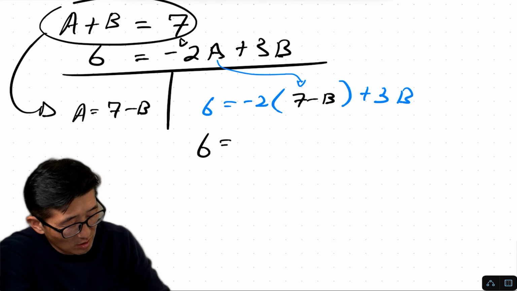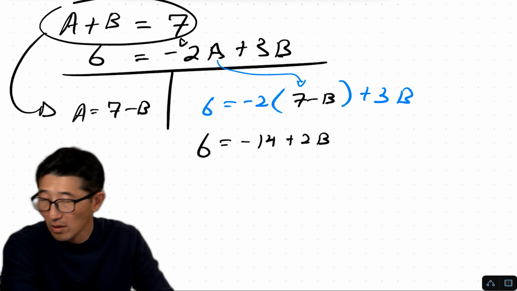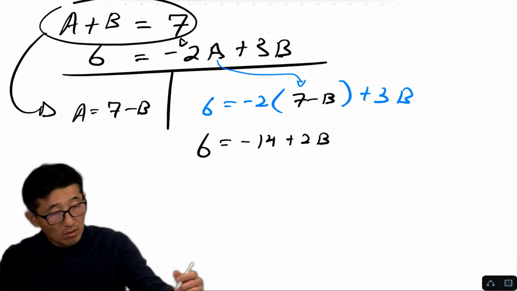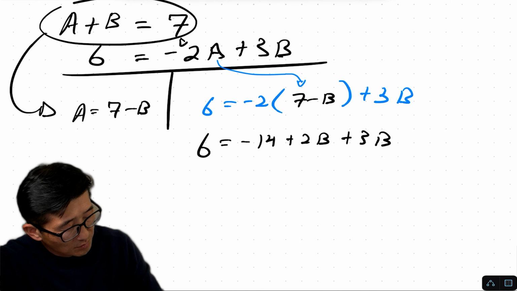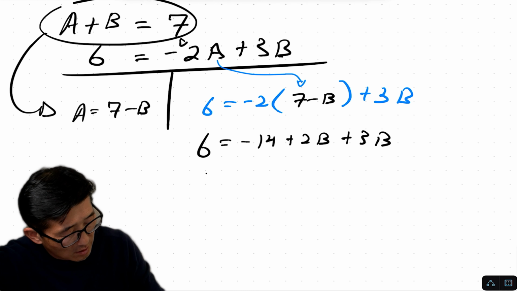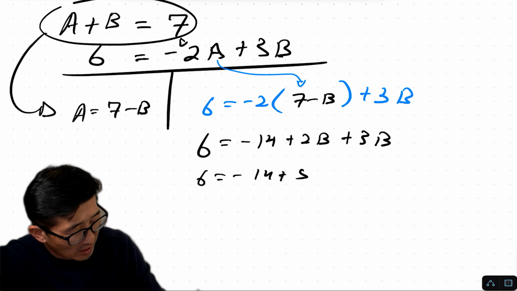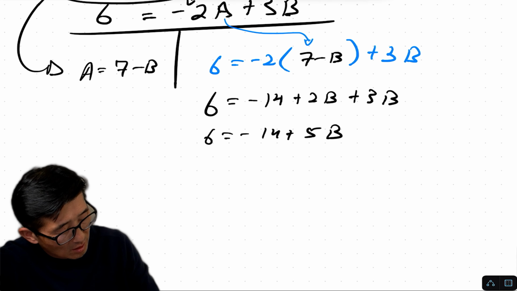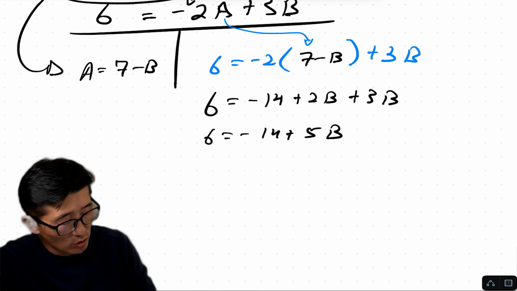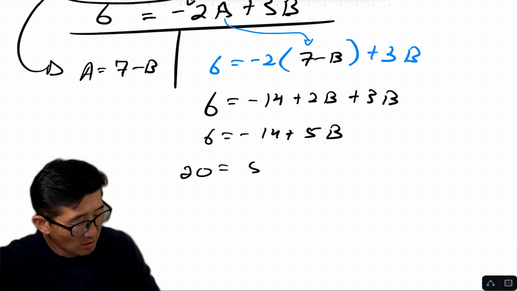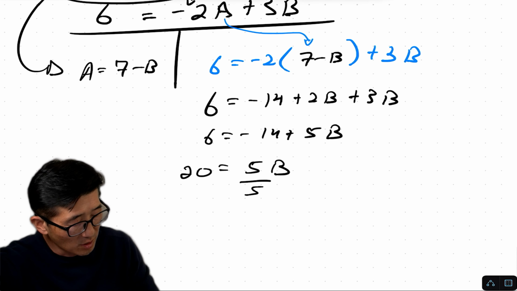Okay, distribute the negative 2. So that's negative 14 plus 2 times B. And don't forget the negative: negative and negative makes positive 3B. That's going to turn into 5B. Yes, 6 is equal to negative 14 plus 5B. Then you just want to add 14 to both sides, and you get 20, right? Then divide by 5, and B is equal to 4.